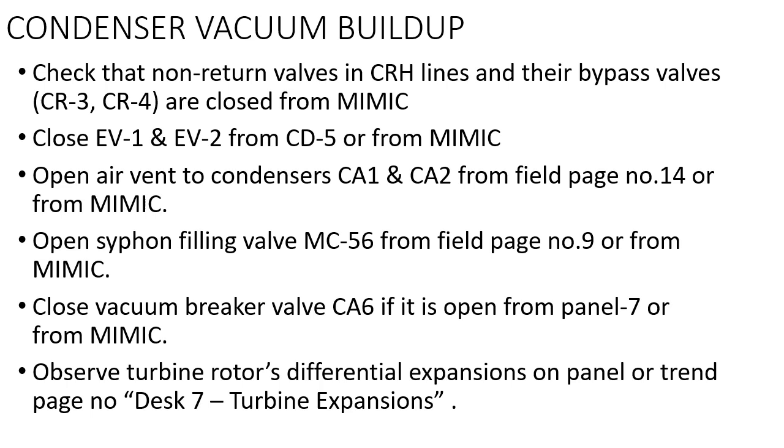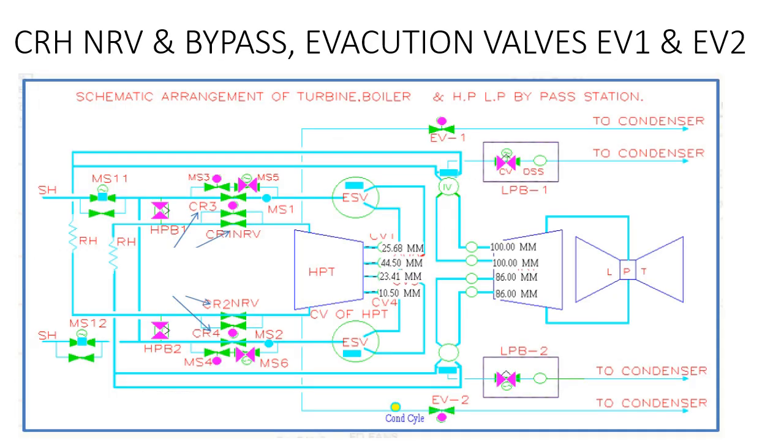Now this is the figure where you are seeing the CRH NRVs, their bypass and the evacuation valves EV1 and EV2. So here are the circled ones. First of all, the CRH NRVs and their bypass, and the HPT evacuation valves EV1 and EV2. In case of tripping, these valves open, so they should be closed now, but these valves will be open, so we will close this. Then open the ejector drain valves from field page number 12.